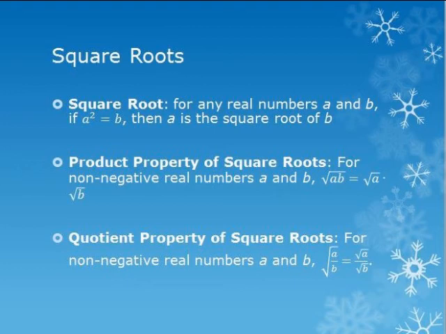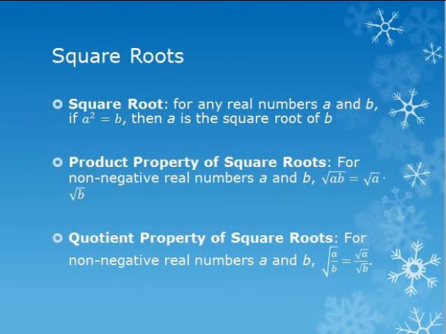Square roots, you guys have dealt with square roots before. A square root is just any real number for which if a squared is equal to b, then a is the square root of b. It just means that a number you can multiply by itself gets you the original number. The product property of square roots just says that when you get the square root of AB, you get the square root of A times the square root of B. You can separate that product into two separate square roots.